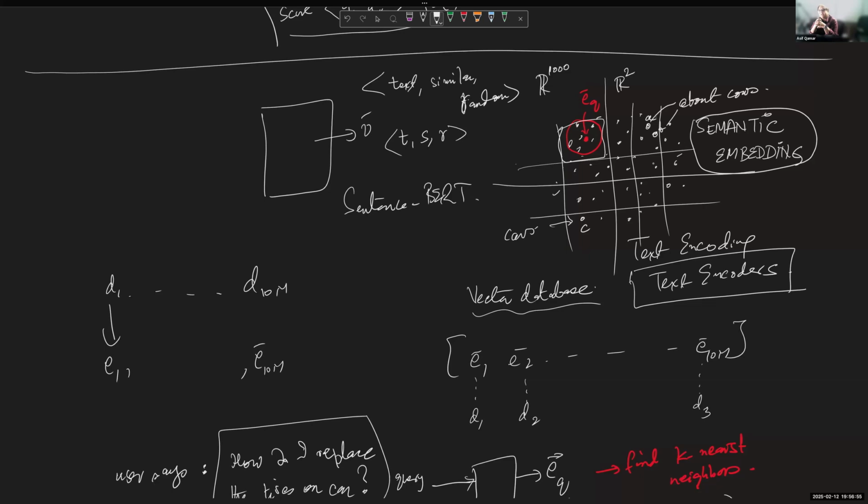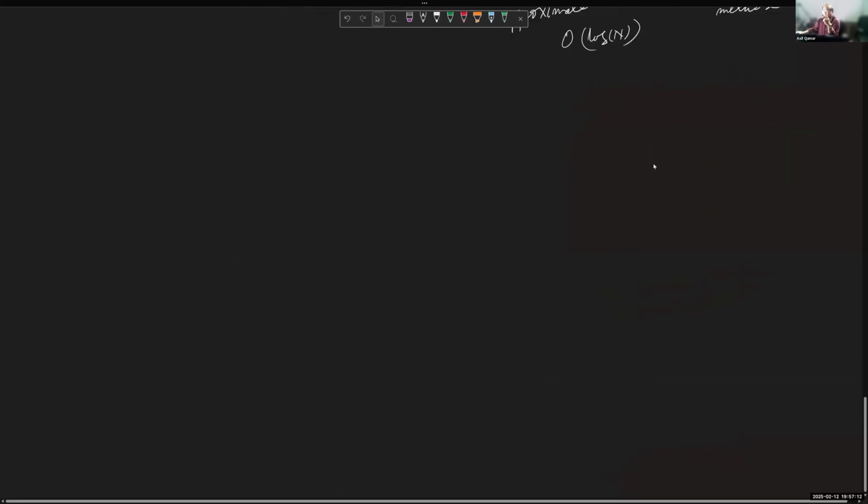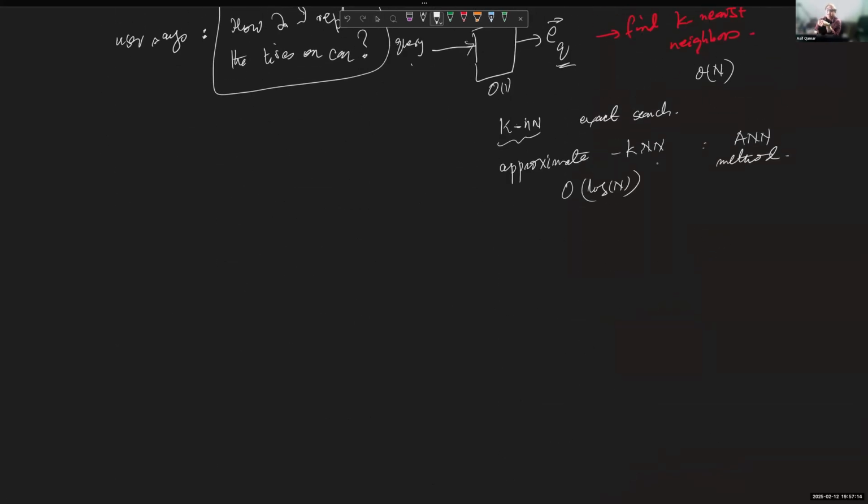The reality is today there are absolutely battle-tested, massively scalable and high performance implementations of nearest neighbor search. One of them, which is very popular, is called FAISS. It is released by Meta. Could you guess the acronym?